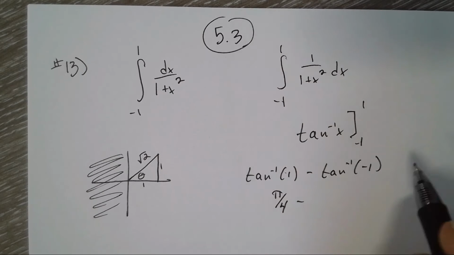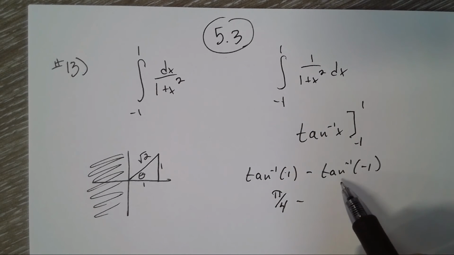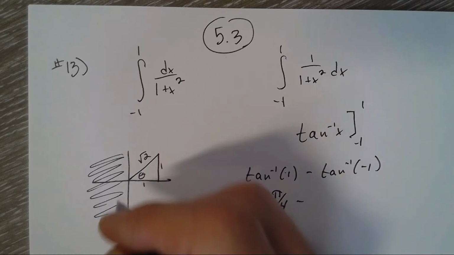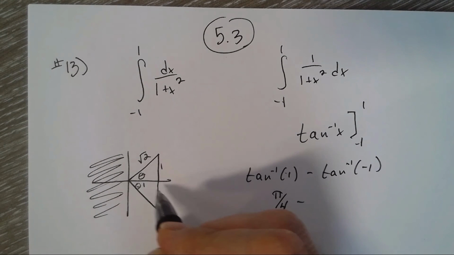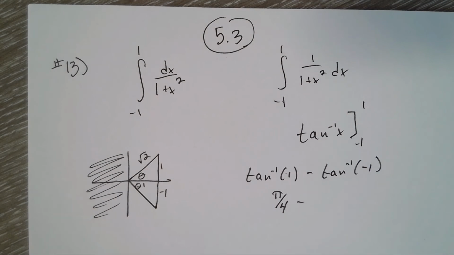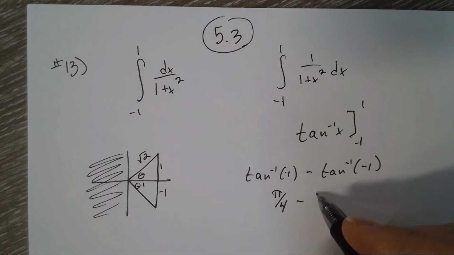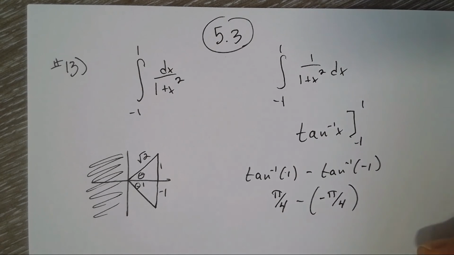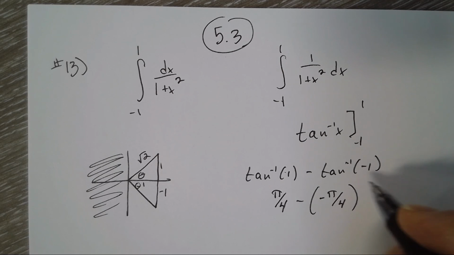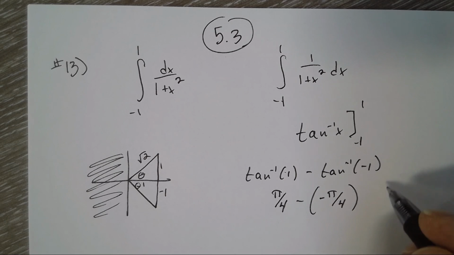Minus. What angle has a tangent of -1? Well, that's right down here. That angle right there has a tangent of -1, and that would be negative pi over 4. So we have pi over 4 minus negative pi over 4, so that's pi over 4 plus pi over 4, that's 2 pi over 4, or pi over 2.